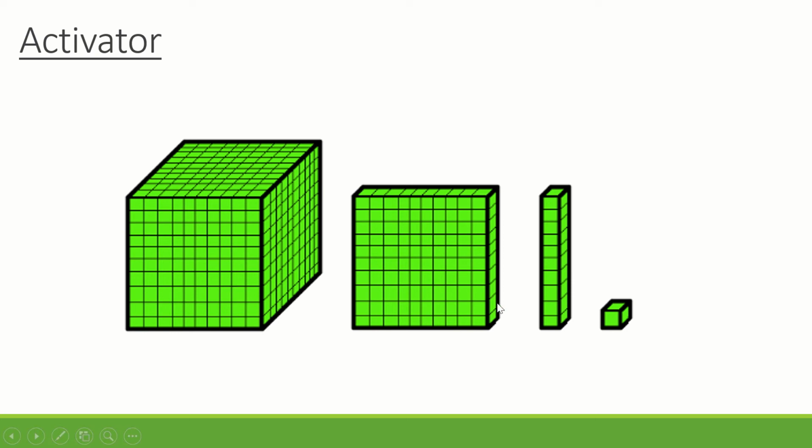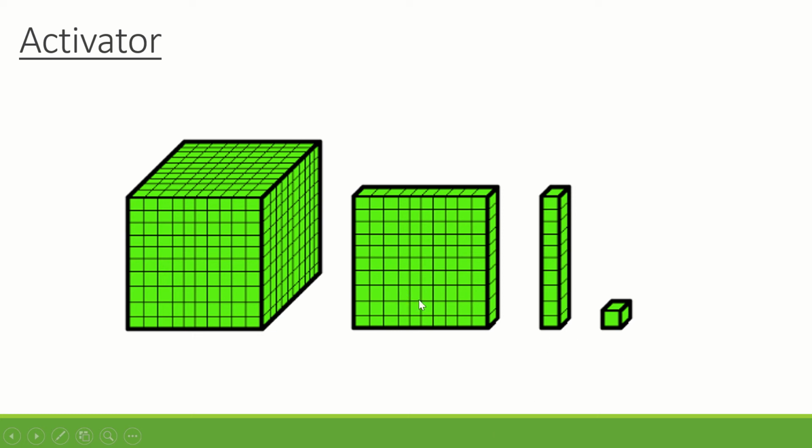And so I also want to note that each of these blocks has a value that is 10 times greater than the value of the block to its right. So our rod has a value of 10. And it has a value that is 10 times greater than the value of that unit, which is 1. And we know that to be true because 1 times 10 equals 10.